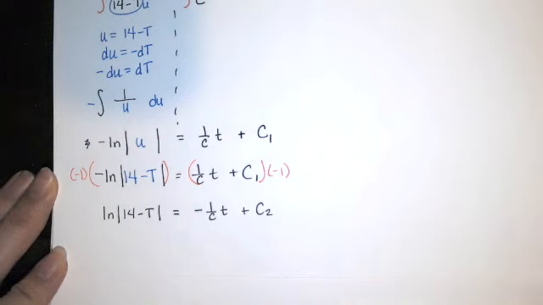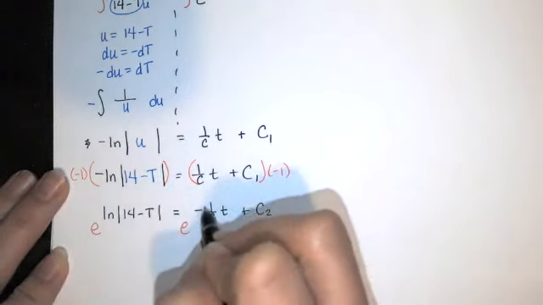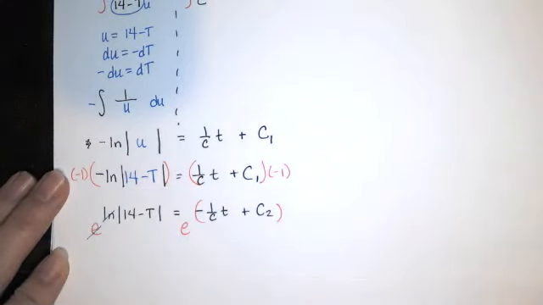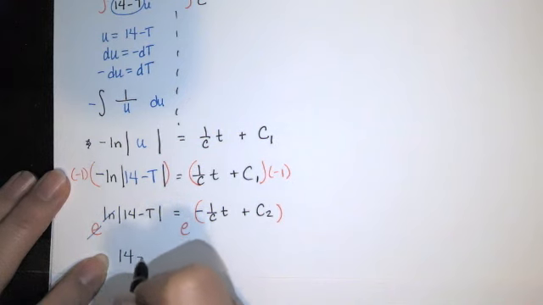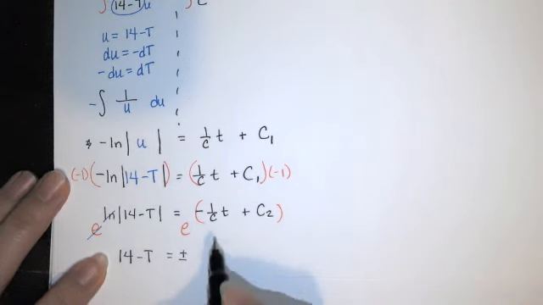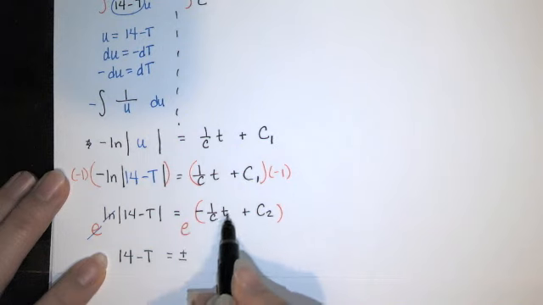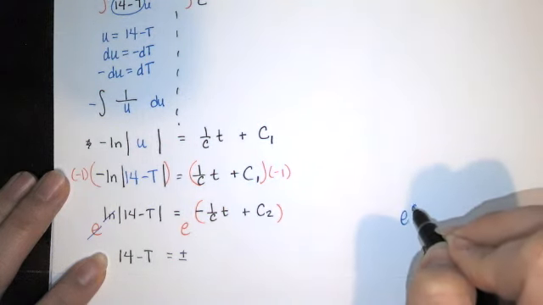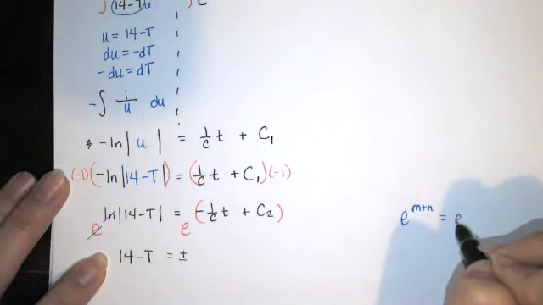Still trying to get capital T by itself, so I will exponentiate to get rid of logarithms. These two functions undo each other. And we'll have 14 minus t over here. Its absolute value is equal to this. So I'll put a plus or minus on this side to account for the absolute value. And then that power is a sum, so I can think of this as e to the m plus n.